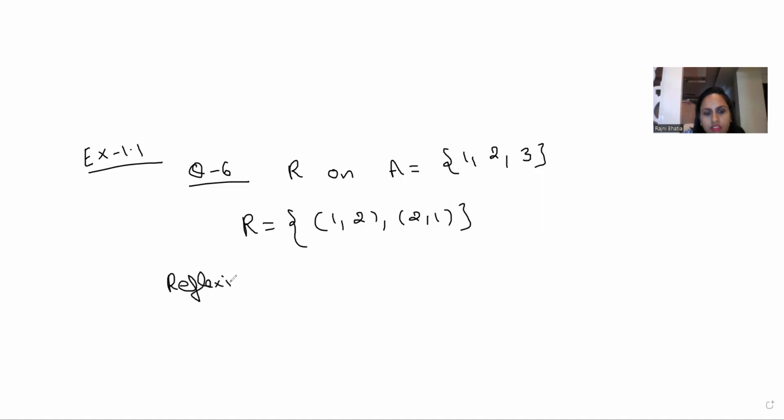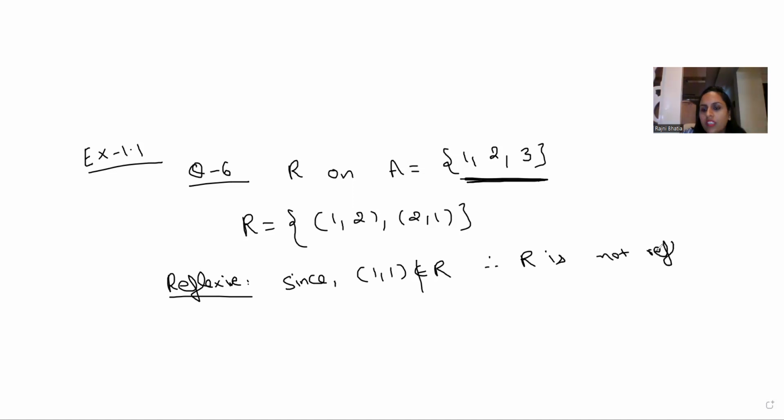So for reflexive, we need to check that (a, a) belongs to R for all a, the elements of A. So we can clearly see that (1, 1), (2, 2), (3, 3) are not present in R. So we can give an example to show that this is not reflexive. So we are going to write, since (1, 1) does not belong to R, therefore R is not reflexive.